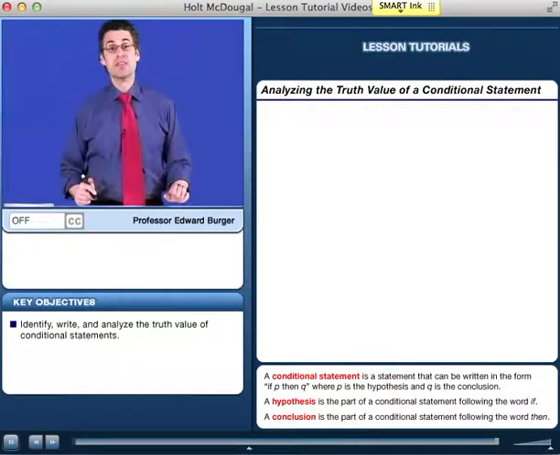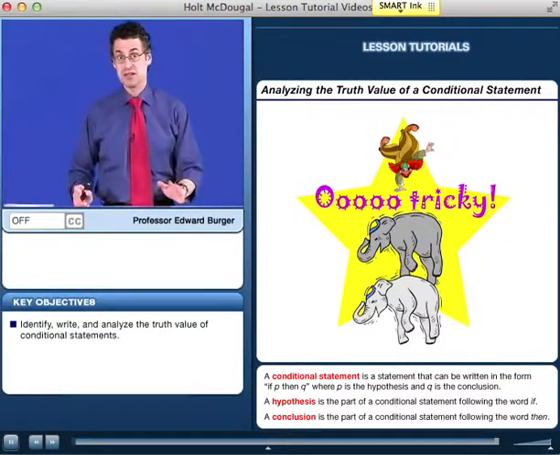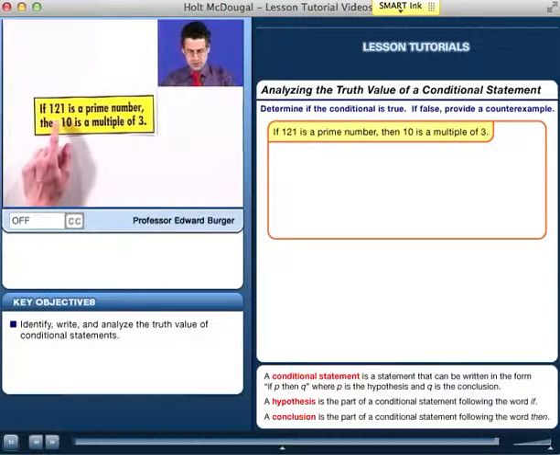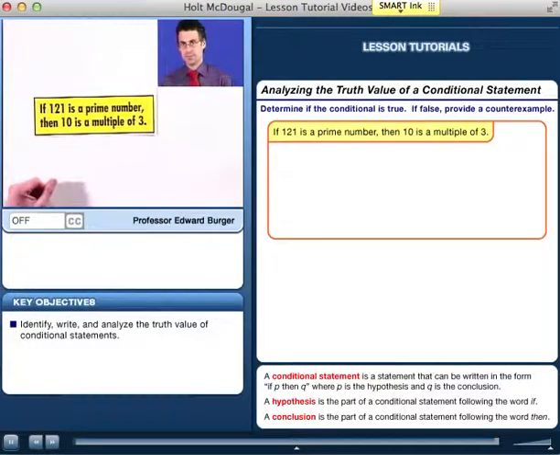How about this one? This is really tricky, by the way. So let me just warn you right now that this one we have to be careful with. Even mathematicians furrow their brow when they see things like this. Let's read it together and think about it. If 121 is a prime number, then 10 is a multiple of 3.